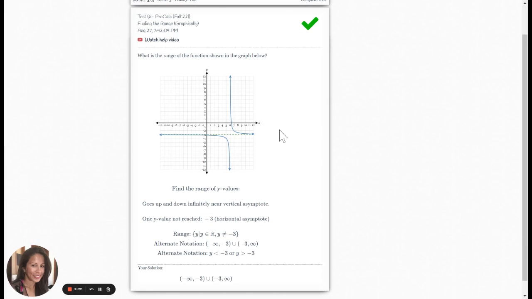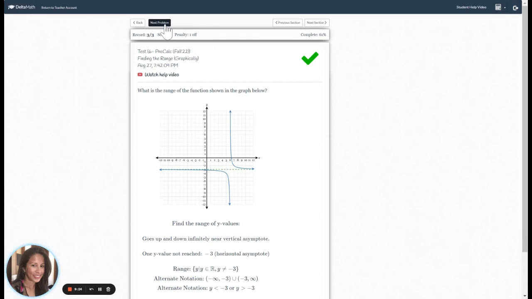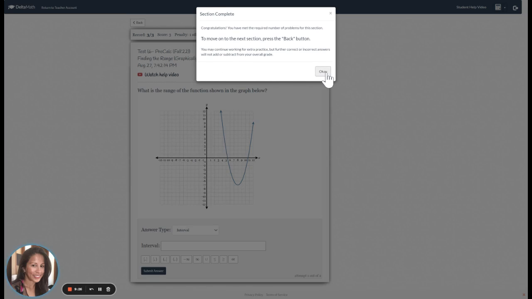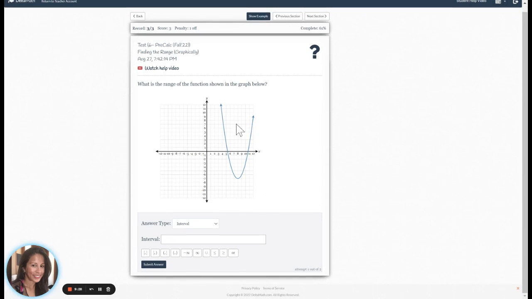Let's see if there's another example. Let's try this one. This one here is a continuous function. I never picked up my finger from tracing this, never stopped tracing. So that means I have one interval to write here.